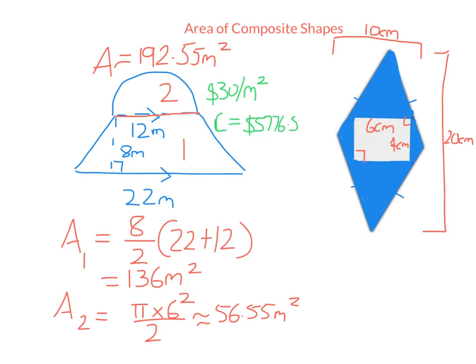$5,776.50. So that's the kind of working out you would do if you get, like, it costs this much per square meter to do something. You first find the area of the shape and then you times by the cost per square meter.